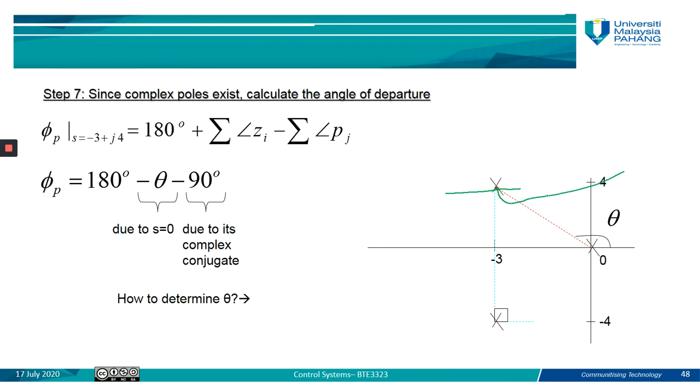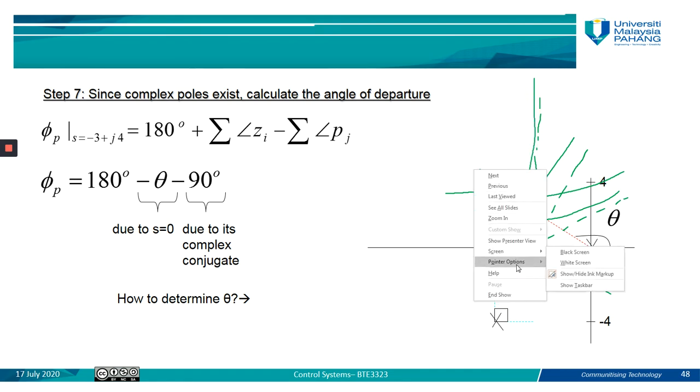Why? How do I know it will go there? Because I already drew the centroid here, -2, and I drew the line for the asymptote. It's not from my mind. I didn't just say it will go there. No, it depends on where the asymptote is. If the asymptote is there, it will be like this one. If the asymptote is here, it will be like 90 degrees. So it depends on the asymptote angle.